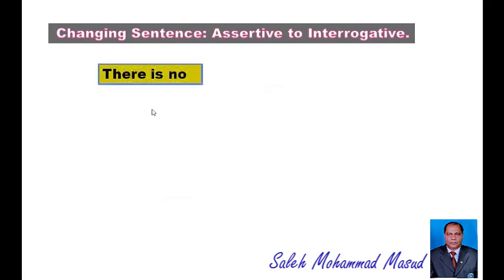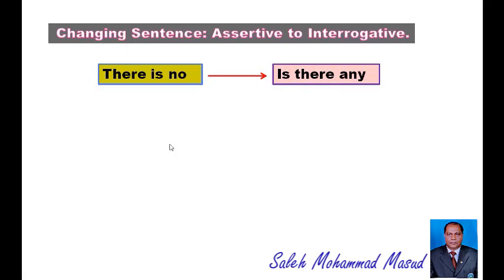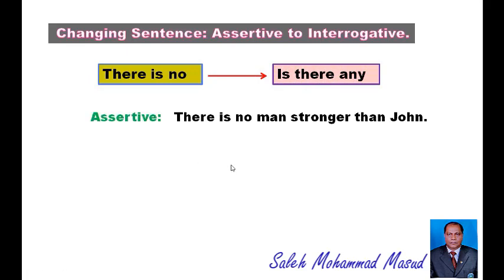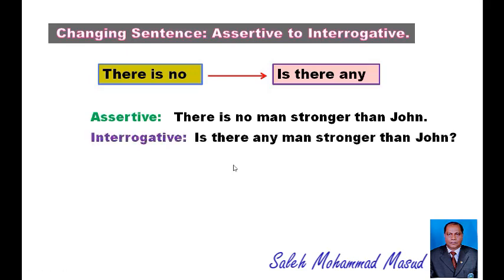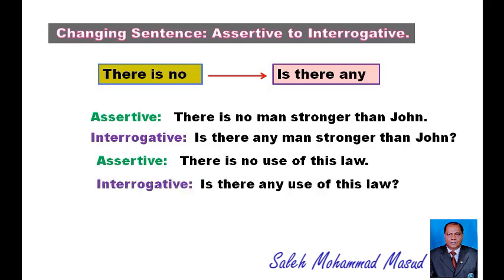Next, there is no will be turned into is there any. There is no man stronger than John. Interrogative: is there any man stronger than John? Again, there is no use of this law. Interrogative: is there any use of this law? These are all about the rules of changing assertive sentences into interrogative.